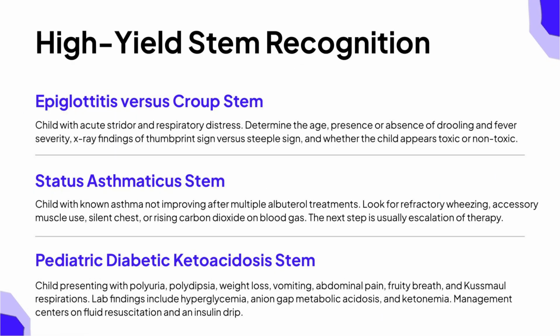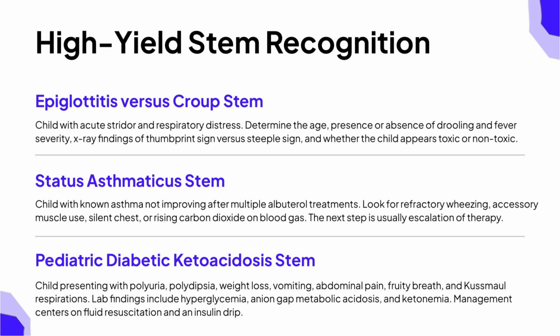Now let us go through high-yield stem recognition. For epiglottitis versus croup, the classic distinction is a child with acute stridor and respiratory distress. You need to determine the age of the child, the presence or absence of drooling, the severity of the fever, the X-ray findings of thumbprint sign versus steeple sign, and whether the child looks toxic or non-toxic. For status asthmaticus, look for a child with known asthma who is not improving after multiple albuterol treatments. The stem will emphasize refractory wheezing, accessory muscle use, a silent chest, or a rising carbon dioxide on blood gas. The answer is usually escalation of therapy.